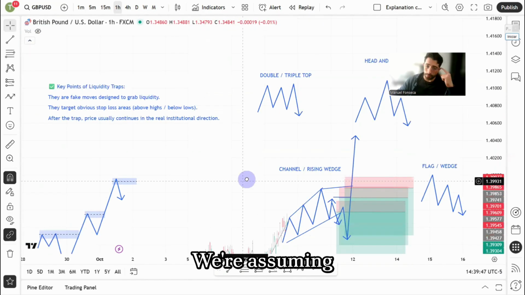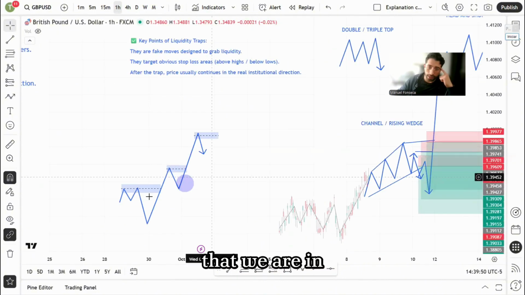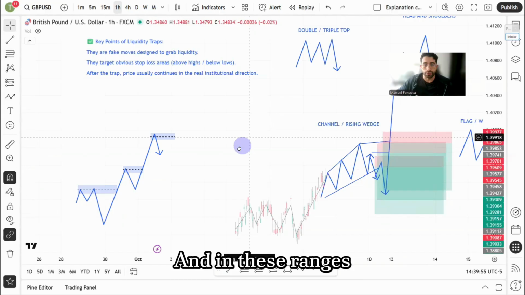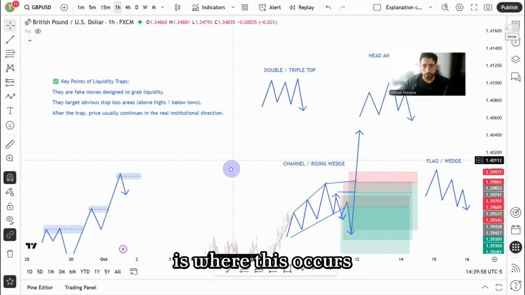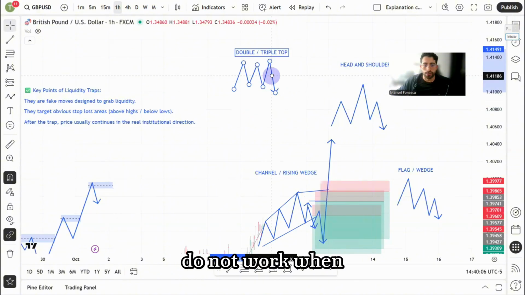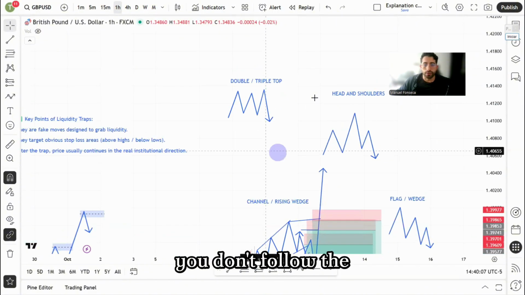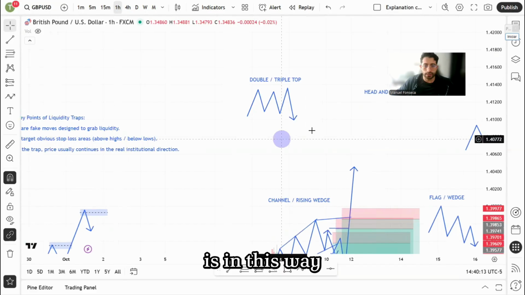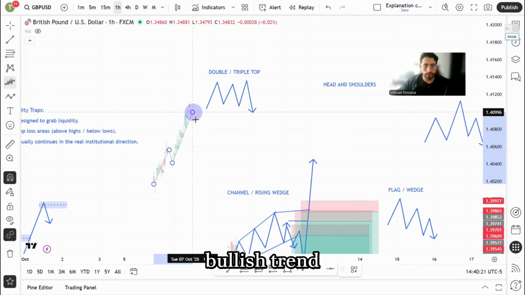Let's see. We're assuming again that we are in a bullish range, okay? Bullish range. And in these ranges is where this occurs, okay? Now, let's see how the double and triple top pattern do not work when you don't follow the real market direction. Again, how is it? Is in this way. Again, bullish trend, right?